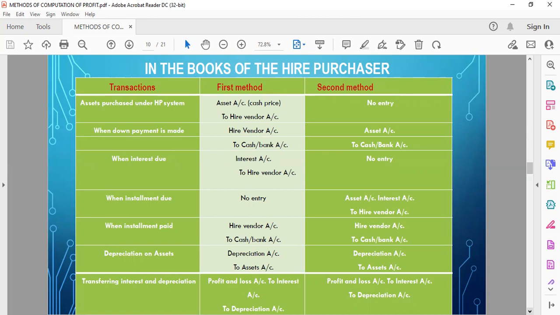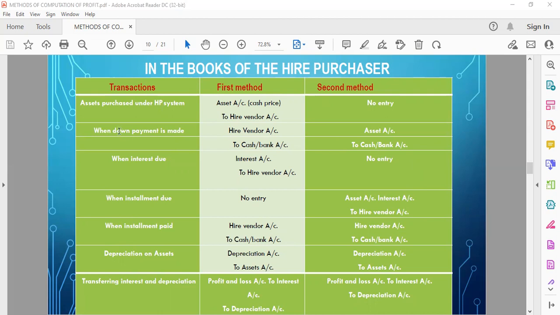First, we can see the transaction: asset purchased under hire purchase system. That is the transaction. You just come to the first method. First method is asset account debtor to hire vendor account. The second method is no entry.